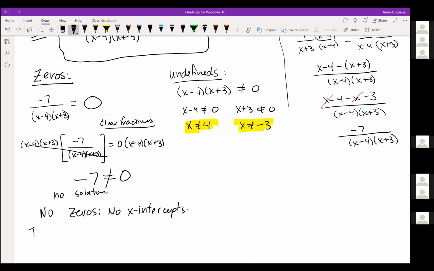which means this graph never crosses the x-axis. Okay.